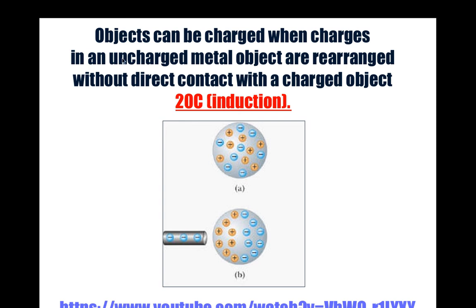An object can be charged when it is uncharged metal objects are rearranged without direct contact with a charged object. So it's randomly assorted, and then it becomes organized, where you have your positives on one side and your negatives on the other. So this would attract here. We'll talk more about magnets in about 1 or 2 videos.